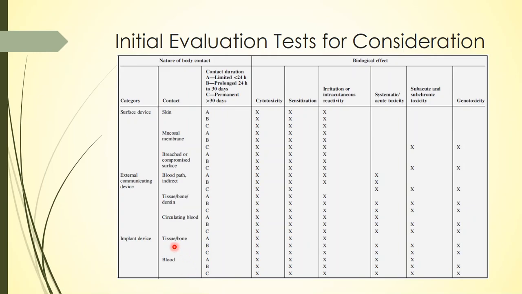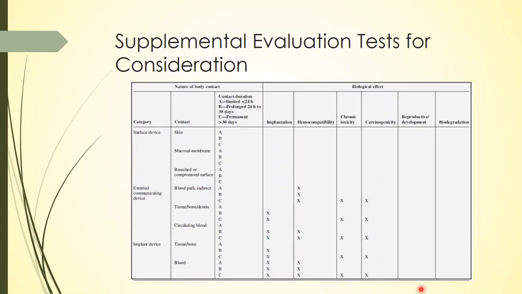So blood based implanted devices which come in contact with blood have to undergo all the possible tests, because blood is traveling across the body, it's just circulating. So any contamination of blood would result in catastrophic reactions. So these are initial evaluation tests for consideration. Once you have the initial evaluation, you have additional evaluation or supplemental tests as well. These are the implantation test, hemocompatibility test, chronic toxicity, carcinogenicity, reproductive development, and biodegradation.